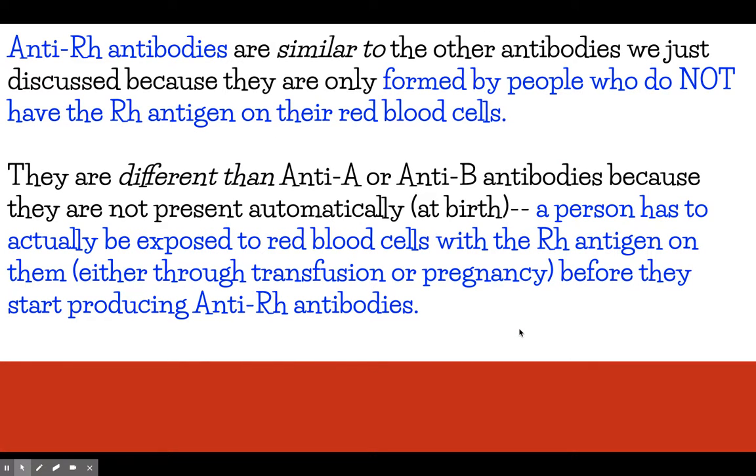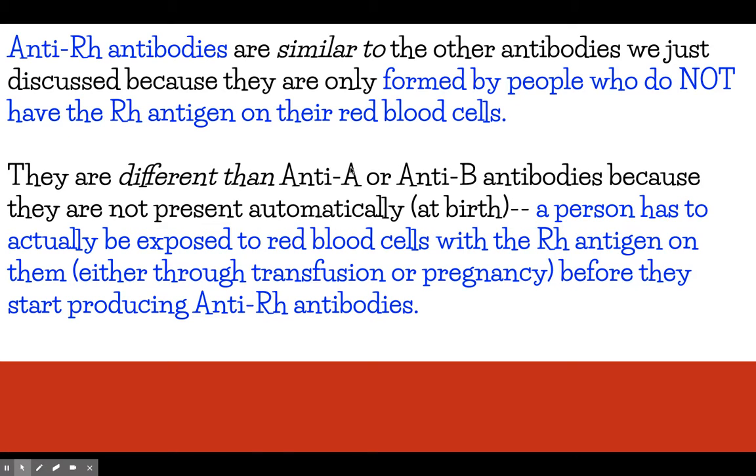Now, anti-RH antibodies are similar to the other antibodies like anti-A and anti-B because they are only formed by people who do not have that antigen on their red blood cells, meaning you have to be RH negative, meaning you don't have RH, in order to make the anti-RH antibodies. If you are RH positive, RH looks totally normal to you and you're not going to make any antibodies against it.